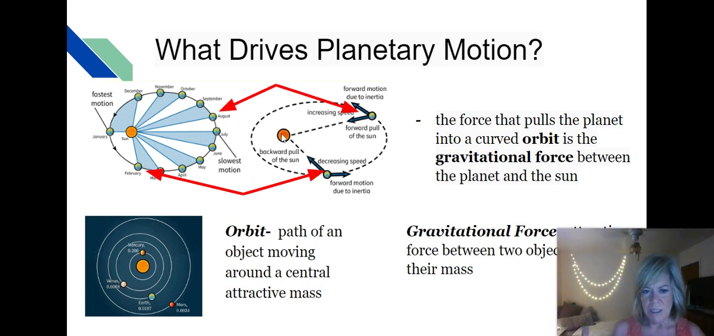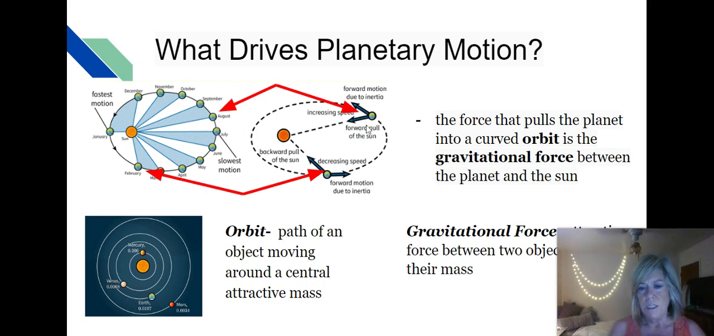And so while we're looking at this picture, we can also talk about gravitational force. As you are thinking about this, this is just an example: the sun and the earth orbiting the sun. You can also think of it in terms of our moon orbiting the earth.